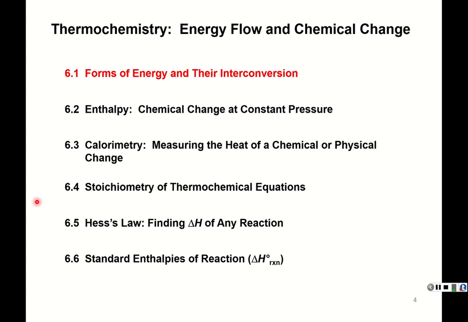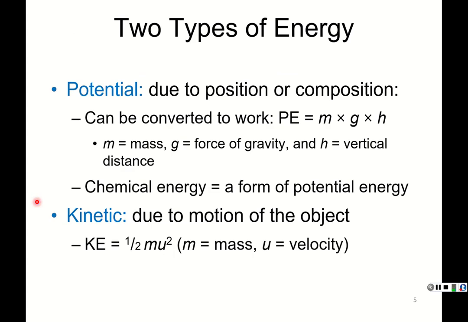Okay, the first thing we'll be talking about is forms of energy and their interconversions. Okay, remember there are 2 types of energy, and this is maybe more important for like a physics class, but there's potential energy and kinetic energy. Okay, potential energy is the primary energy in chemical compounds. All of this stuff here can be converted to work, and depends on how high something is off the ground. You don't really need to know that for this class.